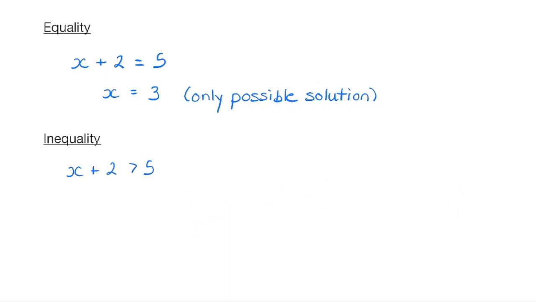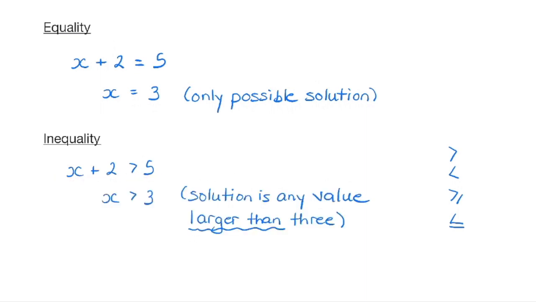If we have an inequality, we have either a greater than, less than, greater than or equal to, or less than or equal to symbol. And in this particular example, x can be any value greater than 3. If we choose any number larger than 3, it will be a solution to this inequality. So for example, if I choose, let's say, a 10, 10 plus 2 is 12, 12 is greater than 5.